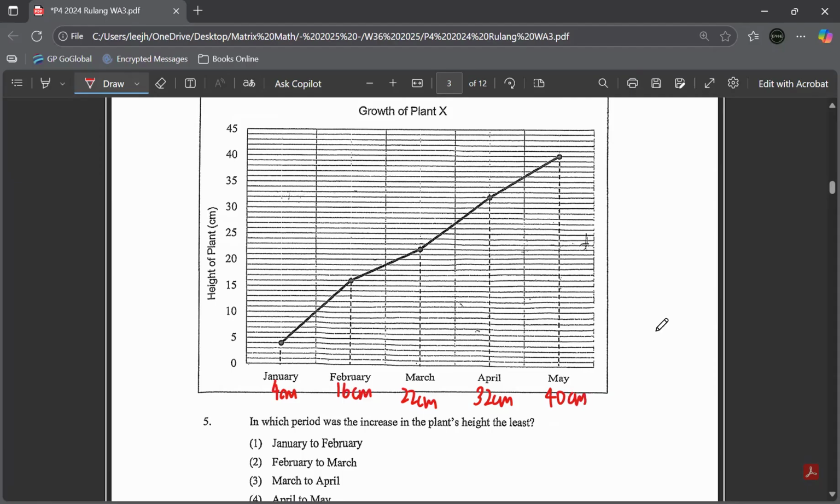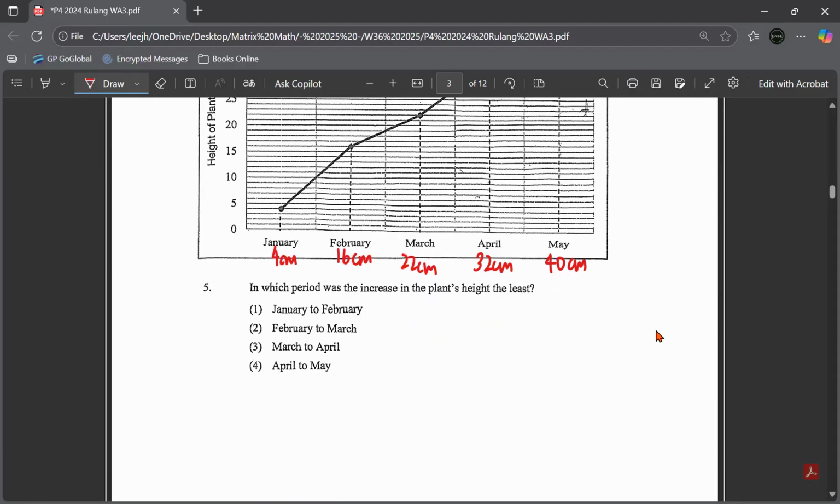Okay, so question 5 is asking me, in which period was the increase in the plant's height the least? So if you look from January to February, January is 4. February, it grows to 16. So the difference between January and February is 16 minus 4, 12 cm. Okay, so increase by 12 from January to February.